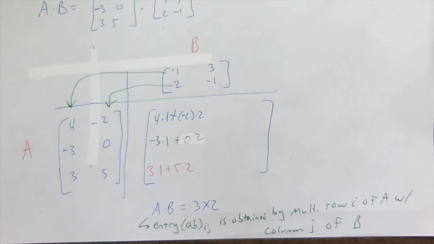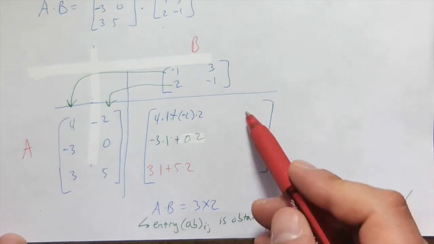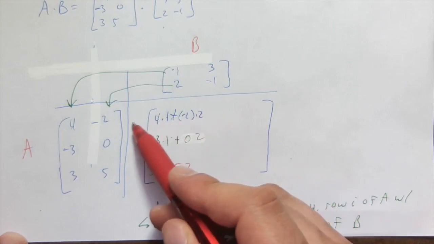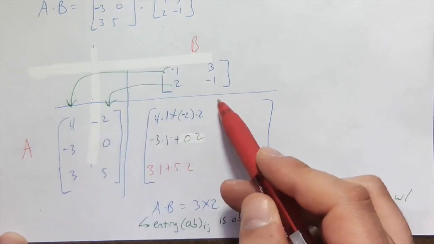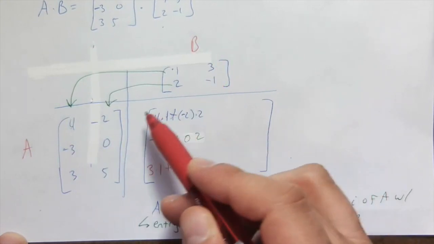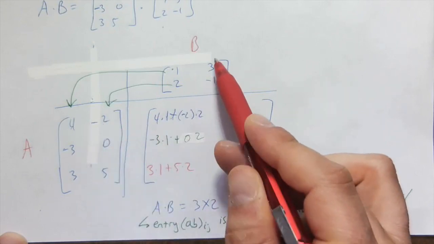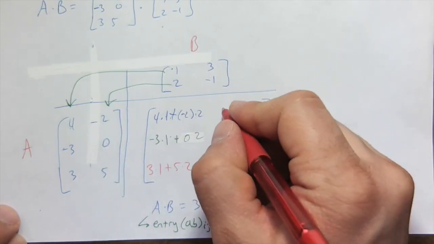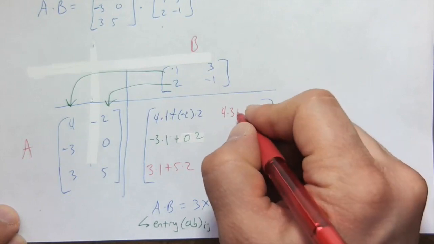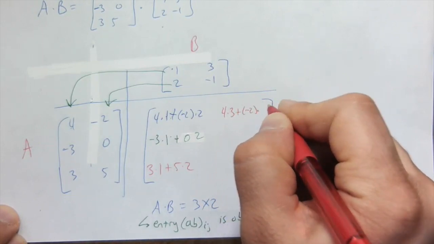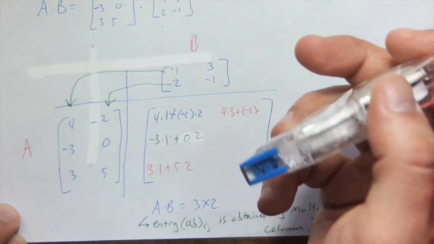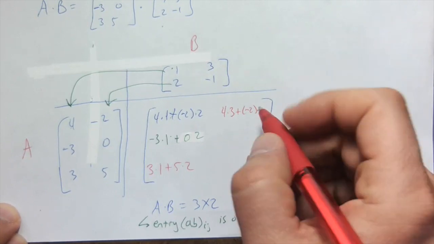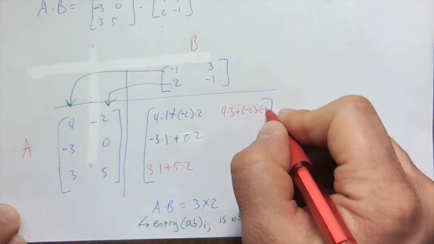And so let's finish up here. This entry lines up with the first row in A and the second column in B. And so we're going to dot this row with that column. And so this is going to be 4 times 3 plus minus 2 times minus 1, excuse me.